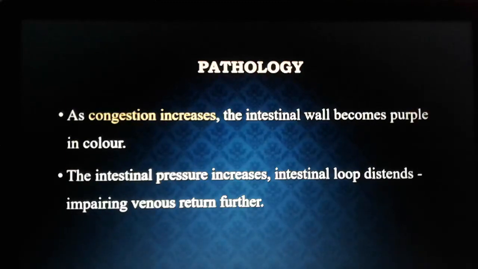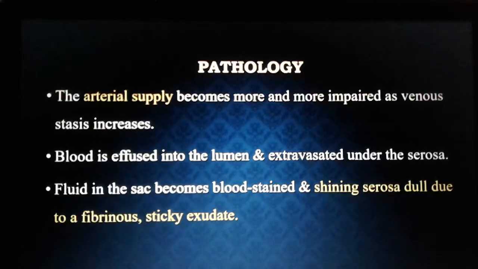Now what is this going to do? It is going to affect the arterial supply. Arterial supply is now being affected, and then what will happen? Blood will come inside the lumen. Effusion will take place, as well as the blood being extravasated in the subserosal space under the serosa. You must be knowing the various layers of the GI tract. Okay? And finally, the transudative fluid that was present earlier in the sac will become blood stained.